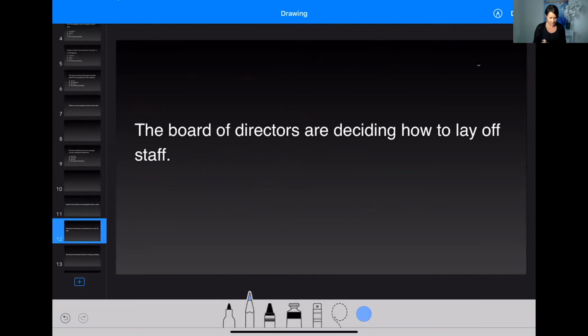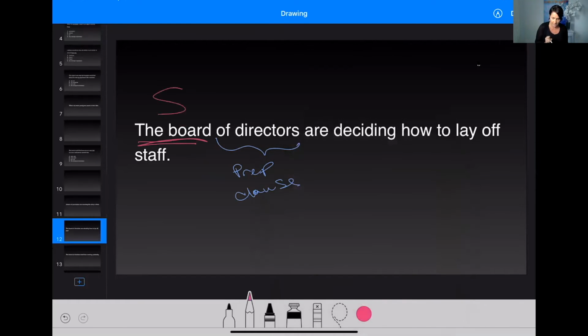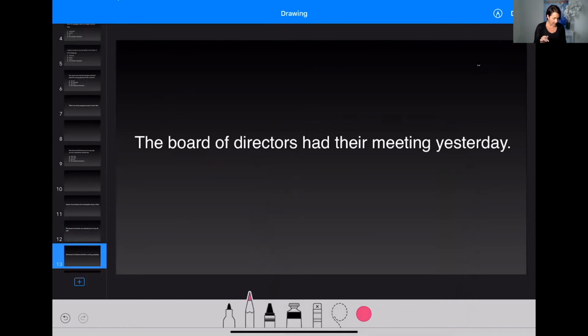Same type of thing here. We have the sneaky prepositional phrase. We have of directors, prepositional clause or prepositional phrase. But what is really going on here is we have the board, subject, is deciding how to lay off staff. Okay, so be sure that you pay close attention to that. Very good. It looks like you guys are bringing it in and seeing that is subject verb agreement.